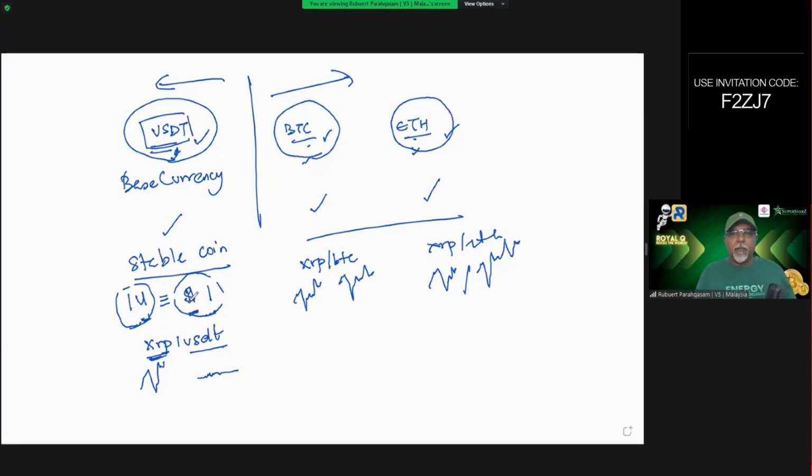It's stable. Now, the beauty is for you to be involved in aggressive trading and for you to make profits faster, it's ideal to go into the USDT market. If you want to go into a market purely with the idea of accumulation over a long period of time, it is good to go to the BTC or the ETH market.